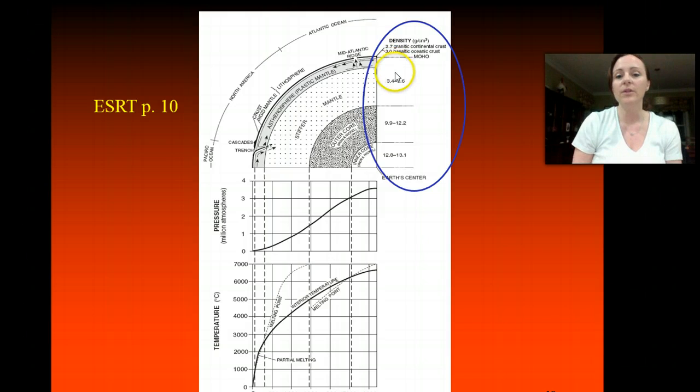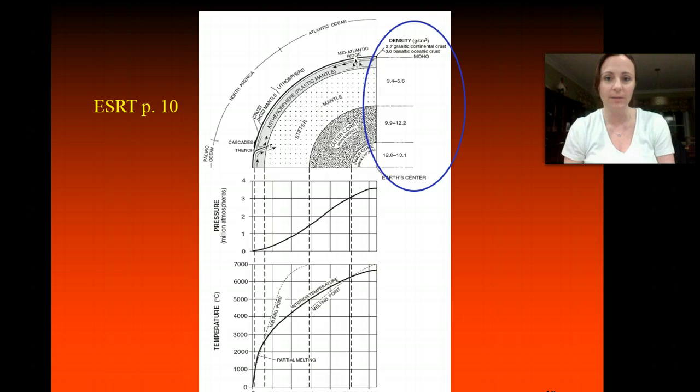So if we go below the surface and we look right here at the stiffer mantle, this whole dotted portion represents the stiffer mantle. That has a density of 3.4 to 5.6 grams per centimeter cubed. Moving downward, the Earth's outer core has a density of 9.9 to 12.2 grams per centimeter cubed. And our inner core, which is made of iron and nickel, has a density of 12.8 to 13.1 grams per centimeter cubed.